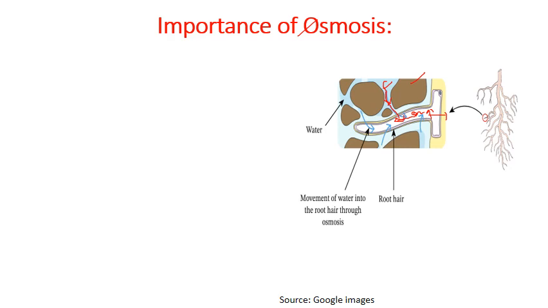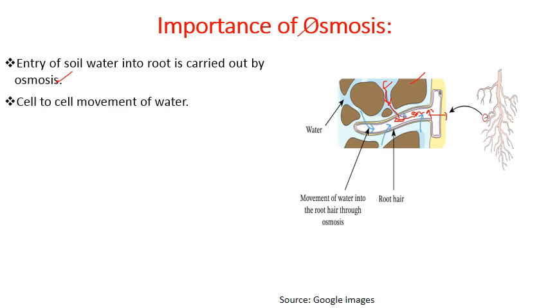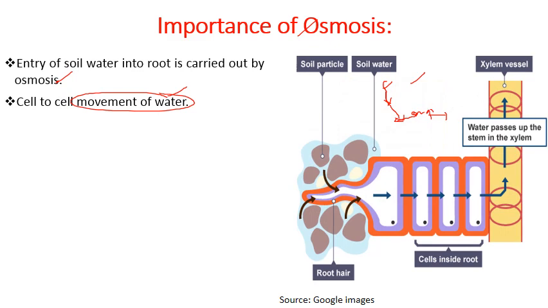This movement from cell to cell and from soil into the plant is carried out by the process of osmosis. So entry of soil water into root is carried out by osmosis. Then cell to cell movement of water occurs again by osmosis. Here we can see the water enters inside the root hairs, then it passes through the epidermis cell, then to the cortical cell, and finally it reaches the xylem vessels by passing the endodermis. The endodermis is a layer in roots with a special thickening present, which we call Casparian thickenings or Casparian strips.